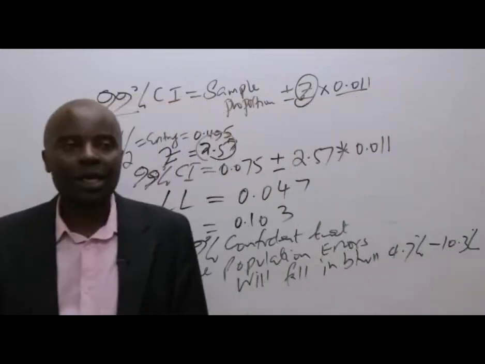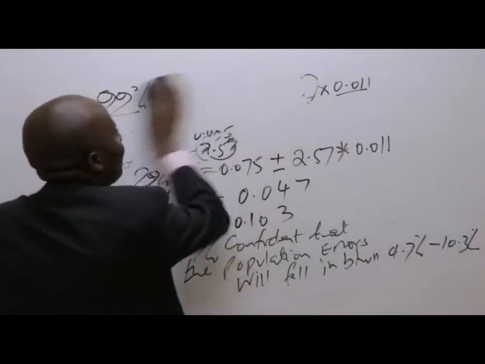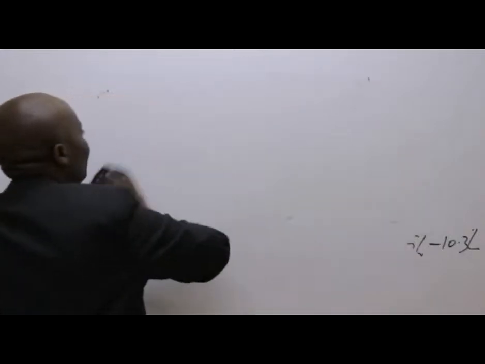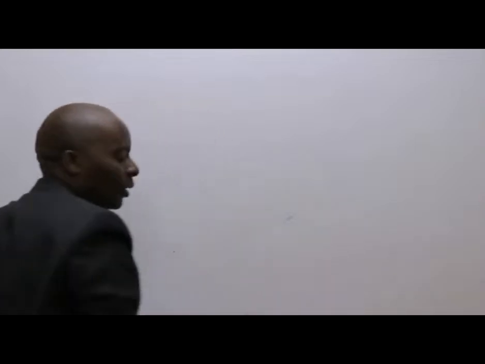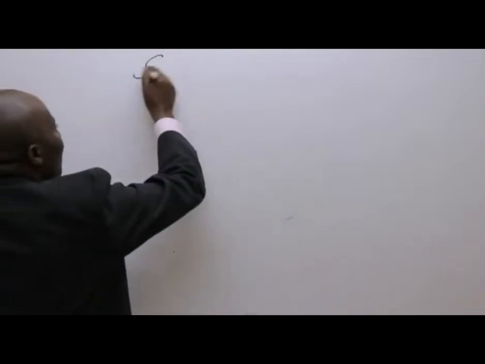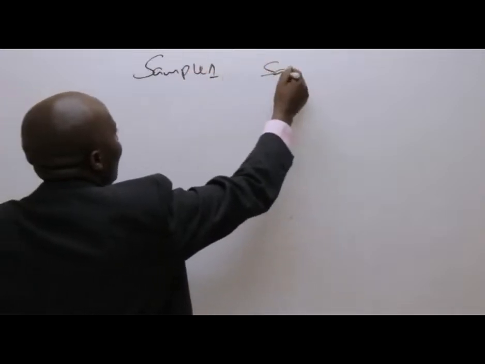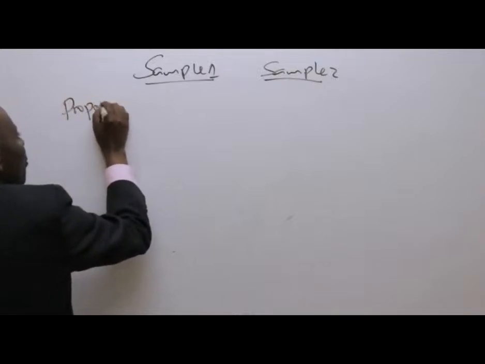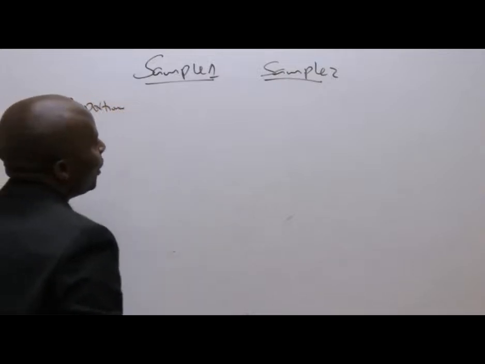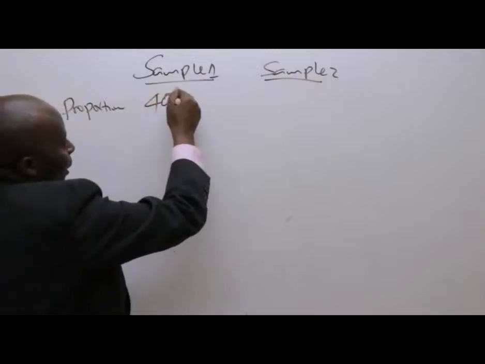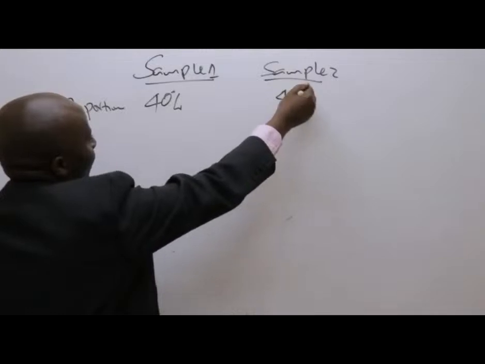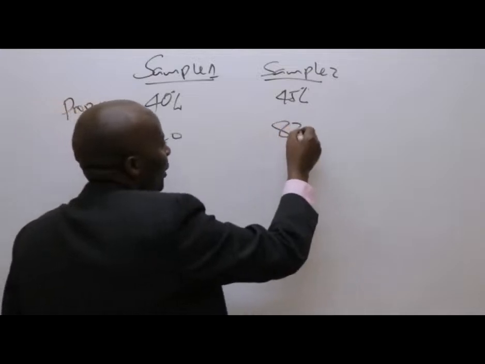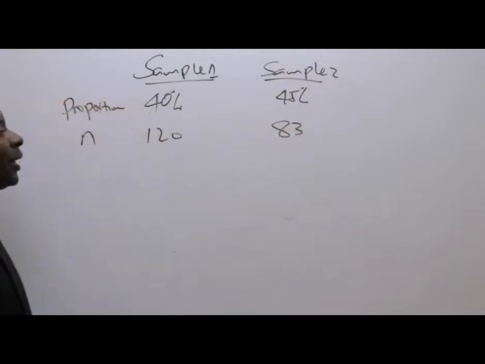Difference between two proportions. So now we have here sample 1 and sample 2. So we have our proportions. This could be 40%, this could be 45%. They have given us N. N here is 120. N here is 83.